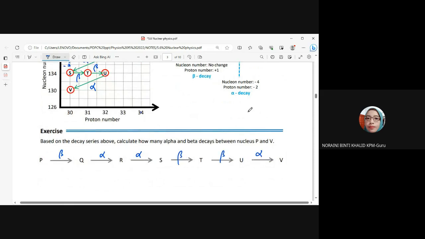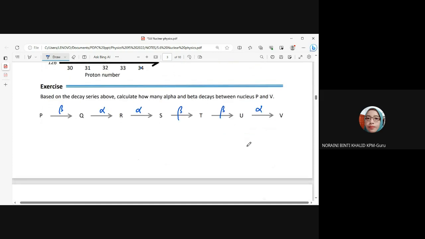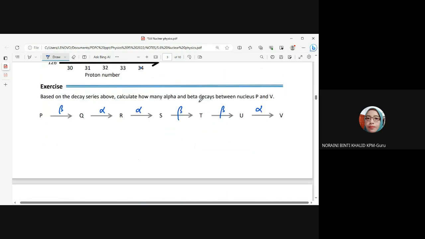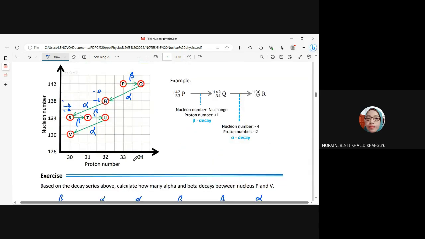Okay, another way. Do you have any other methods to solve this? By mathematical method. For example, P, we know its nuclide notation is 14233. Okay, P, 14233. So it become V. V is 13030.